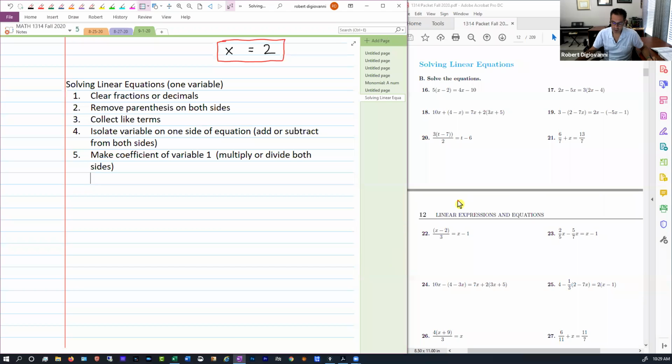All right, so let's look at number 17. We're going to take 2x minus 5, x equals 3 times 2x minus 4.